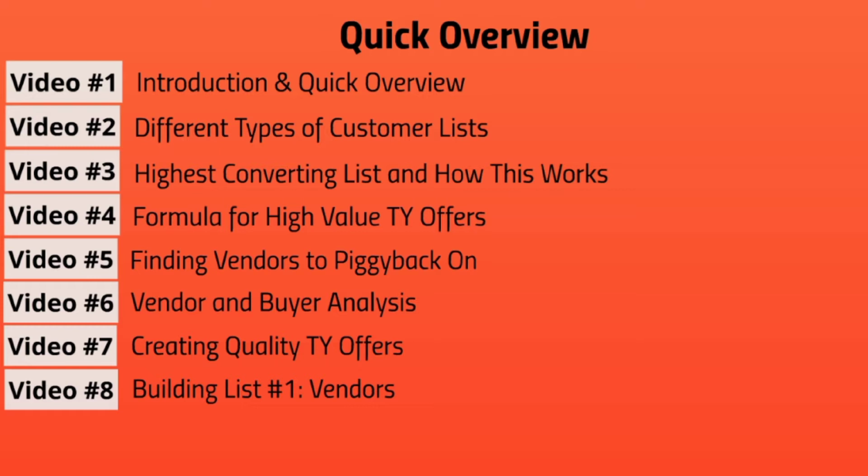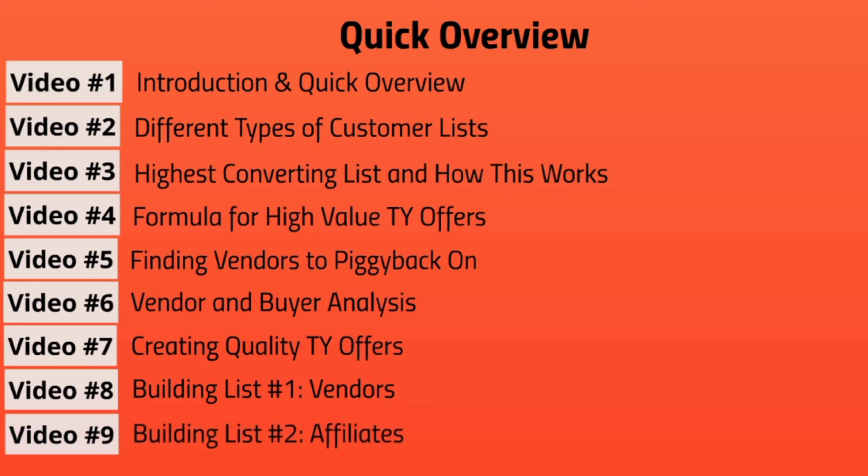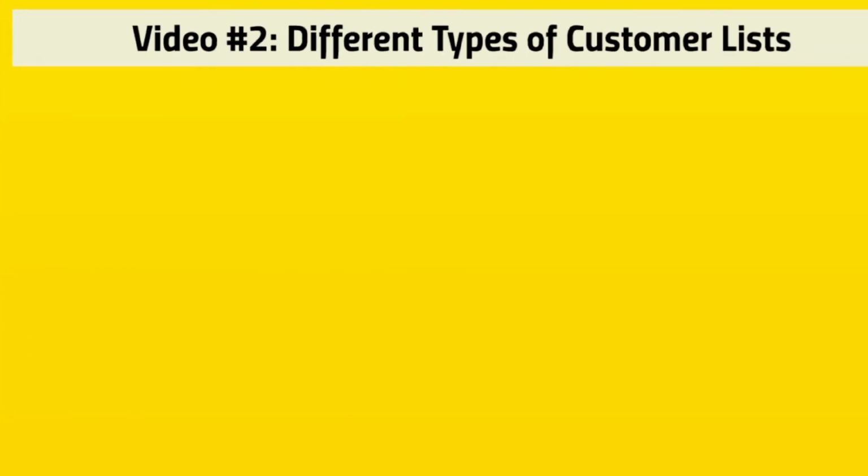And of course, in video number 8, we're going to talk about building a list. So after everything we've talked about in the previous areas, we're going to talk about actually building the list as far as vendors go. And as you're waiting for vendors to say yes, we will talk about building a list as an affiliate in video number 9. All right. So now that you understand the basics, let's jump right in and talk about the different types of lists.